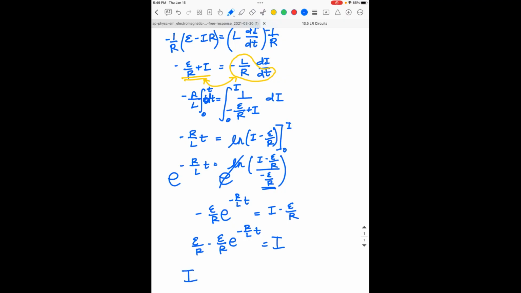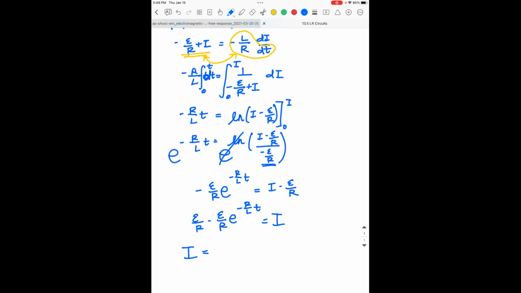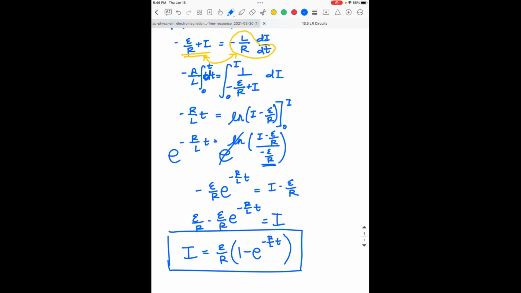And then make it look like an exponential approach equation. I get EMF over R times 1 minus e to the negative R over L t. And that, my friends, is very similar to what we had in our previous conceptual equation derivation. Now, what we have extra here is this constant.